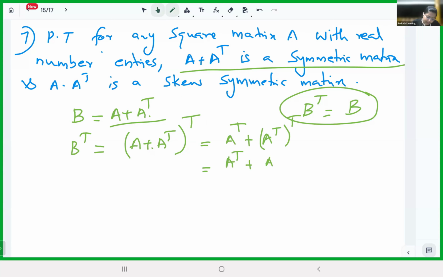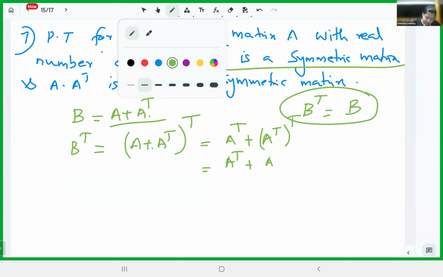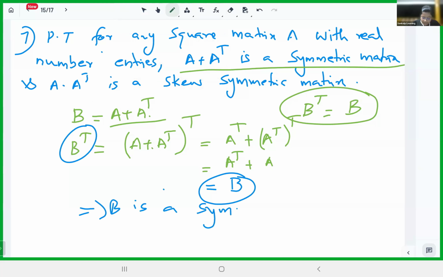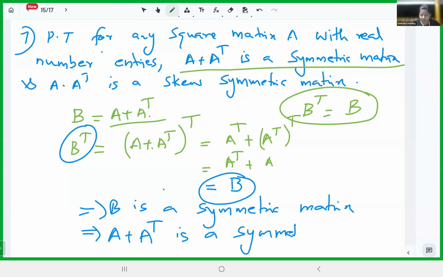And what about the value? A plus A transpose. A plus A transpose is nothing but B, right? The matrix B. So we have got it as B. And from this you have got B transpose is equal to B, which implies that B is a symmetric matrix, right? And what is this B? We have given it as A plus A transpose, right? So A plus A transpose is a symmetric matrix.